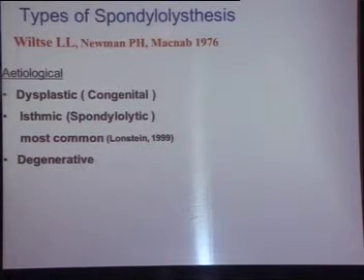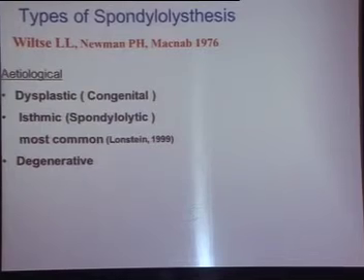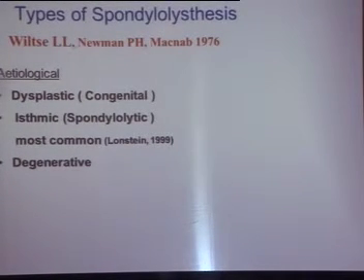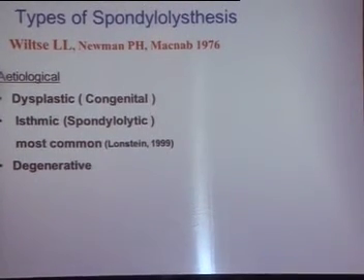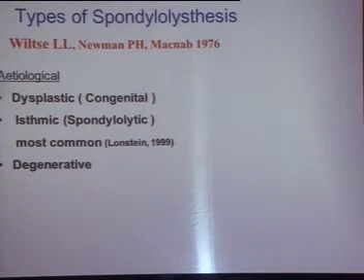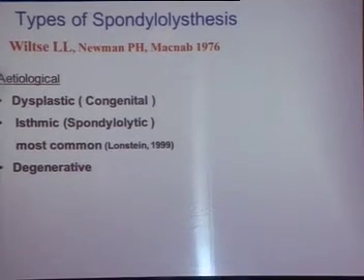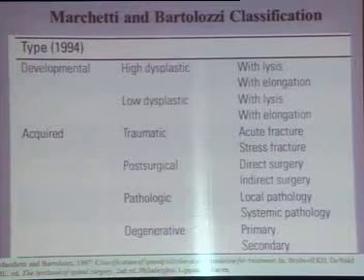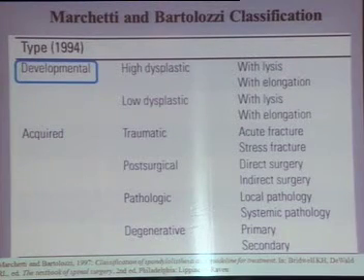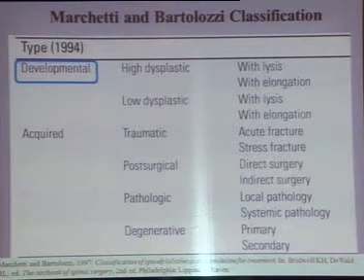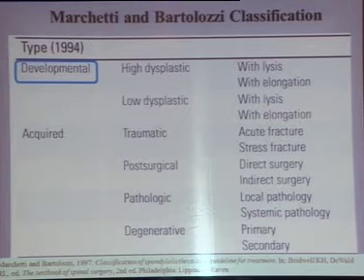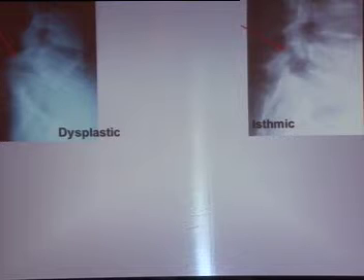When you look at the etiology and the type of curves, and at the Wiltse-Newman classification, the dysplastic and the isthmic ones are the ones which go into high-grade listhesis. Degenerative spondylolisthesis does not progress and stays as grade 1, grade 2 listhesis. Similarly, in the Marchetti classification, the developmental type of spondylolisthesis, described as high dysplastic or low dysplastic, really progresses to become grade 3s, grade 4s, and grade 5s.